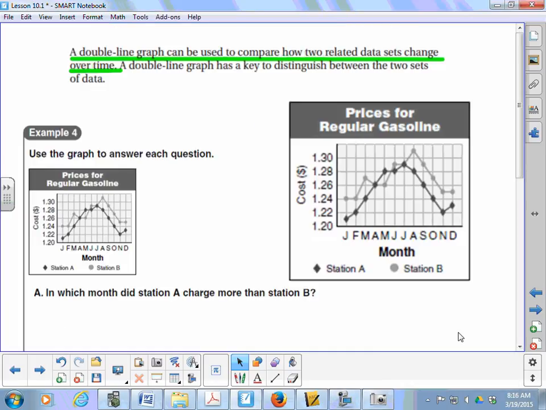A double line graph can be used to compare how two related data sets change over time. A double line graph has a key to distinguish between the two sets of data. All right, so the darker lines here are station A, the triangles are station A, and the circles are station B.